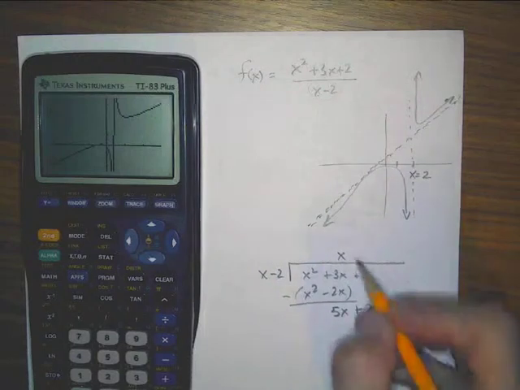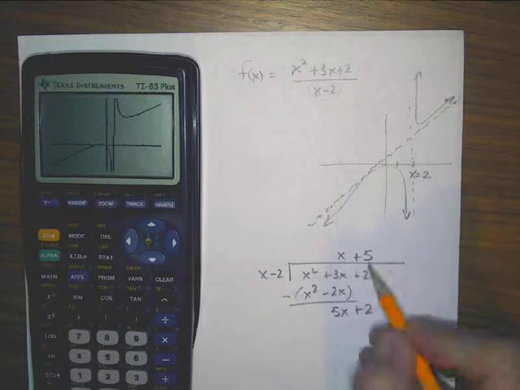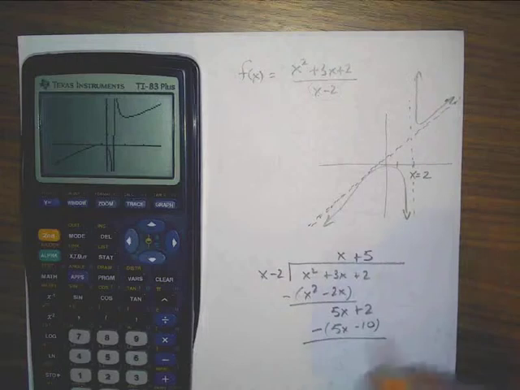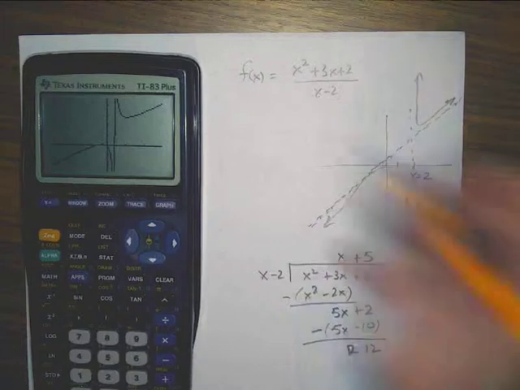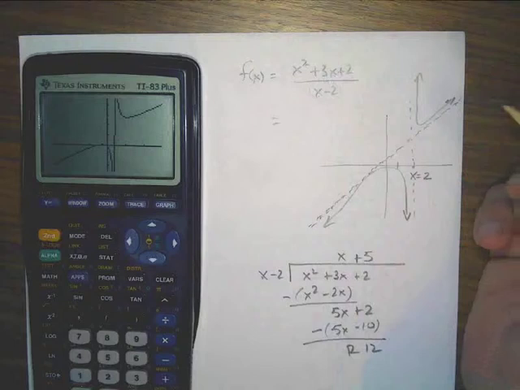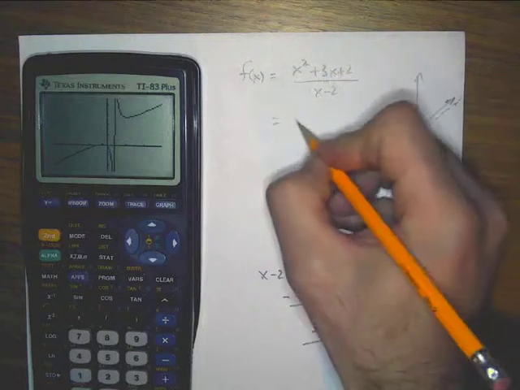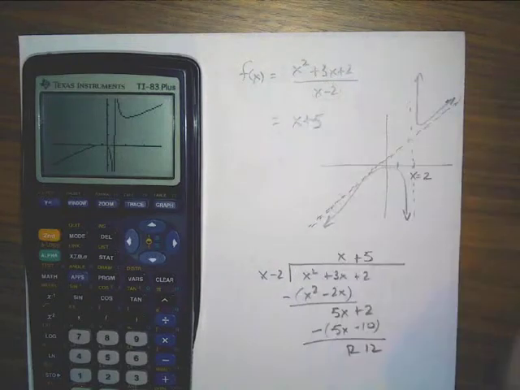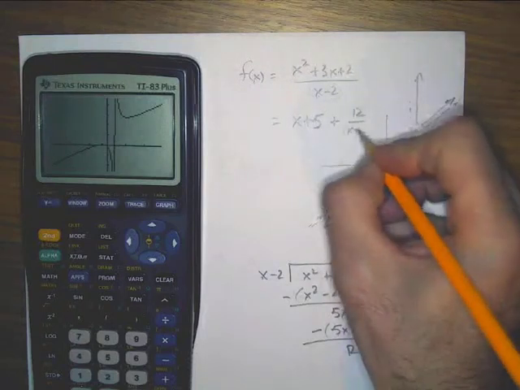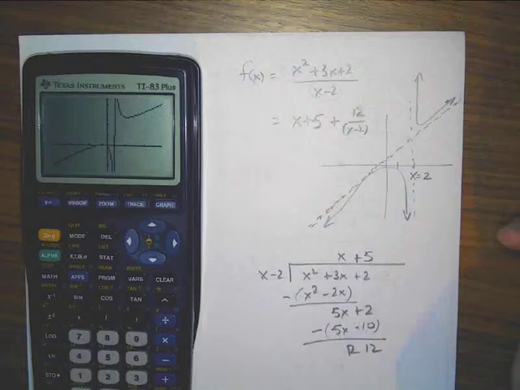Bring that down, multiply by 5. So we get a 5x minus 10. And we subtract, and that looks like 0, and that looks like 12. So we have a remainder of 12. This improper rational function will reduce to x plus 5 plus 12 over x minus 2.